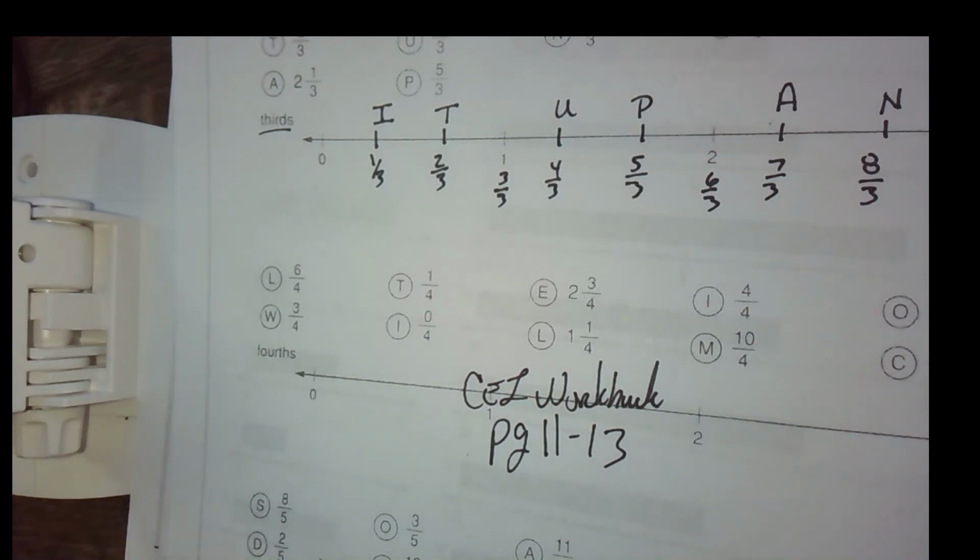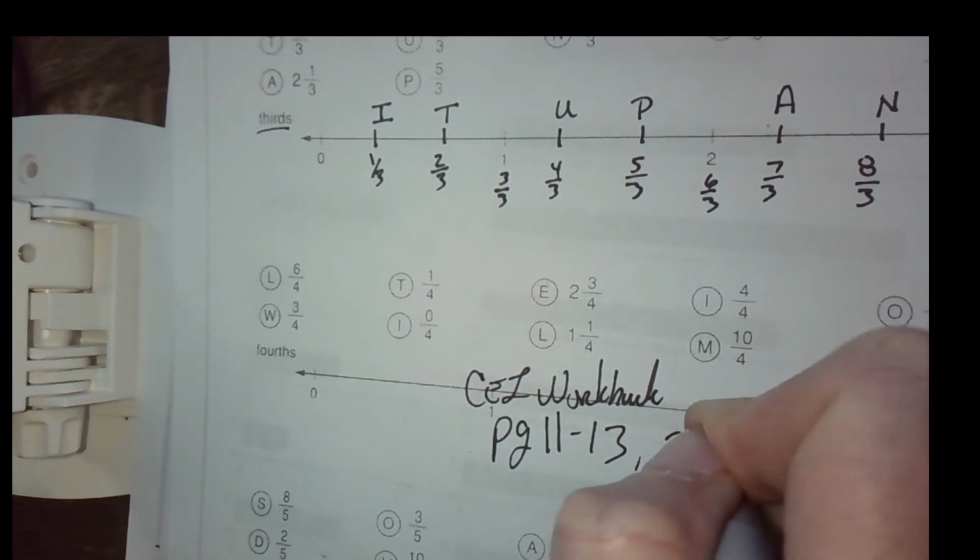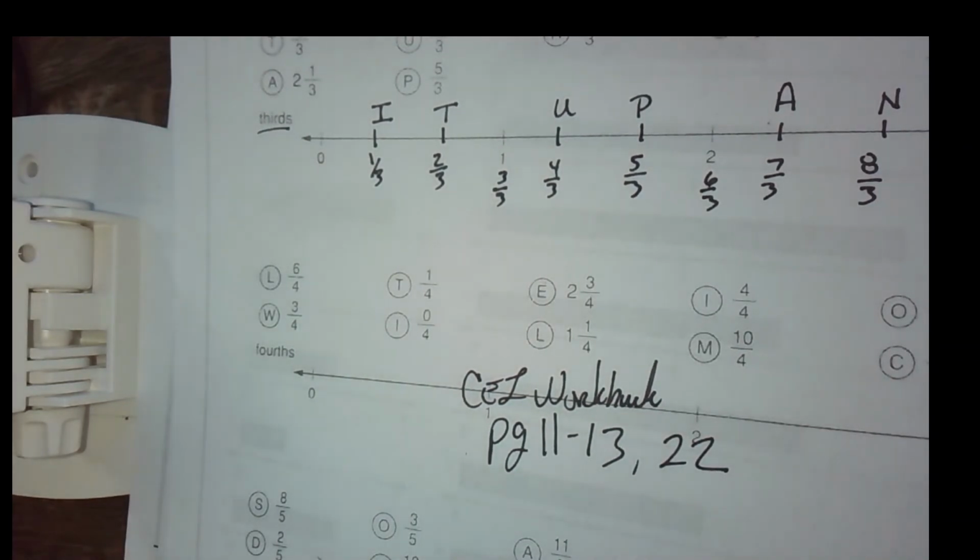We've already done 14 and 15 with the decimal operations. Okay. And the other page that we need to do is skip over and do page 22. So 11 to 13 and then 22.